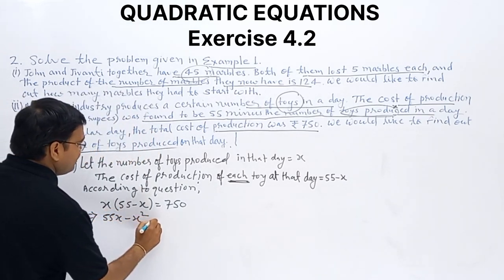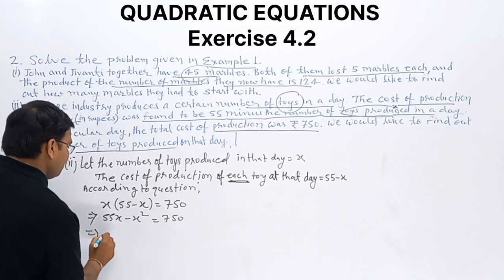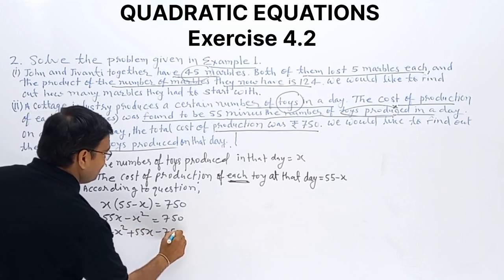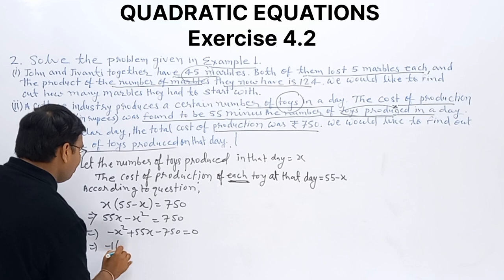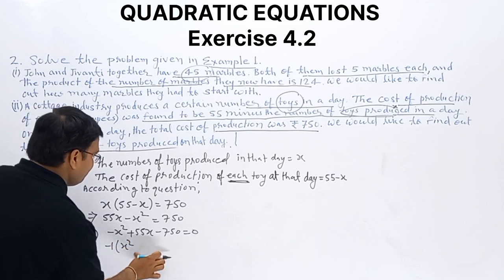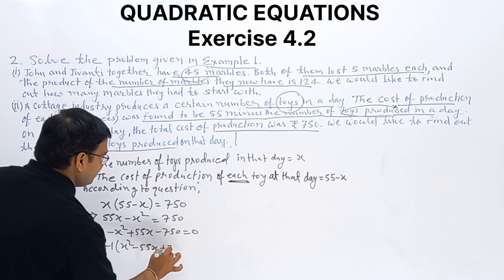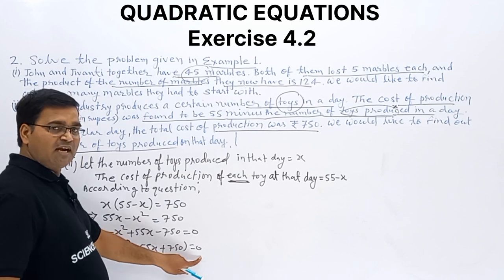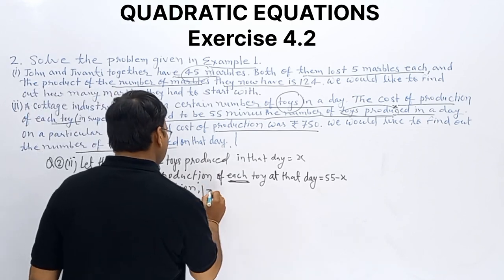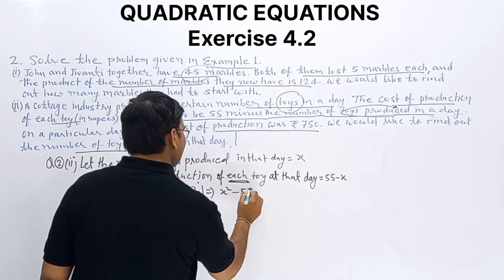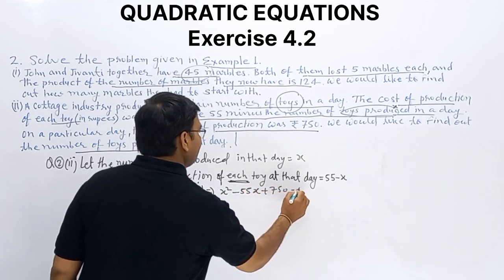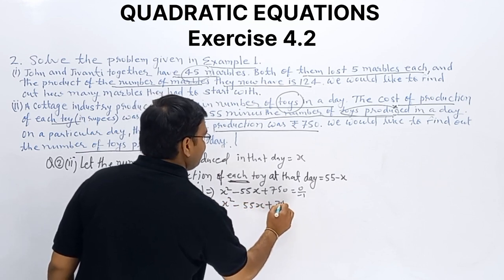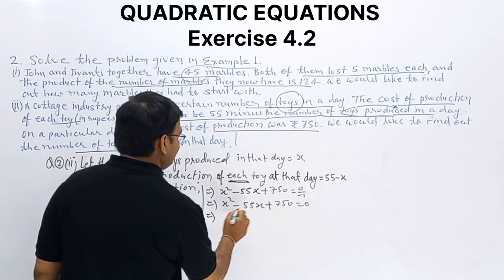55x minus x square equal to 750. This can be written as minus x square plus 55x minus 750 equal to 0. Take minus outside: x square minus 55x plus 750 will be 0. Now minus 1 will be in the denominator. We are transposing, then what we are getting? X square minus 55x plus 750 will be 0 upon minus 1. X square minus 55x plus 750 will be 0. Clear? Now factorize this one.